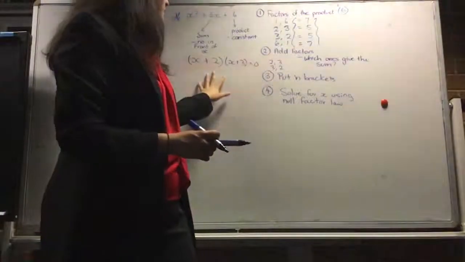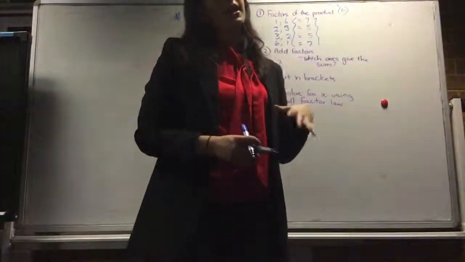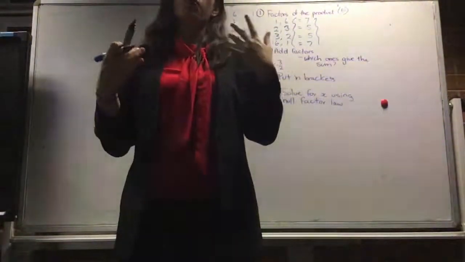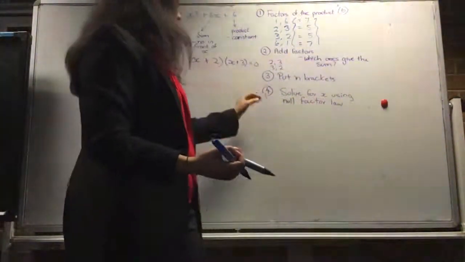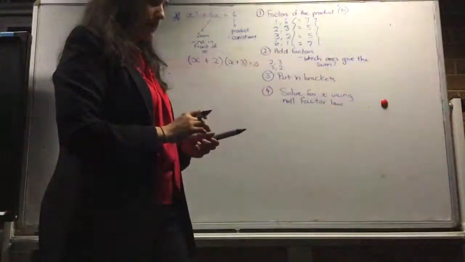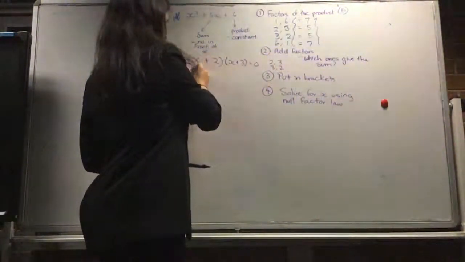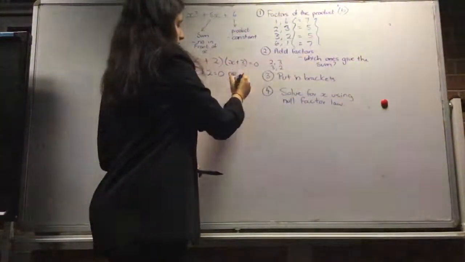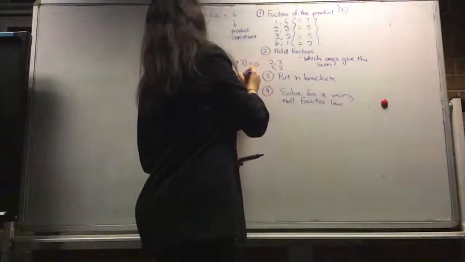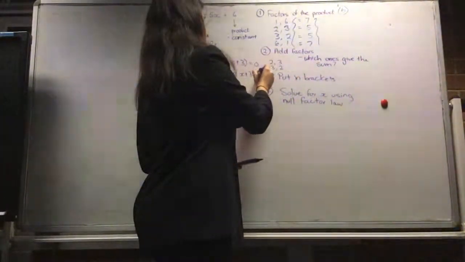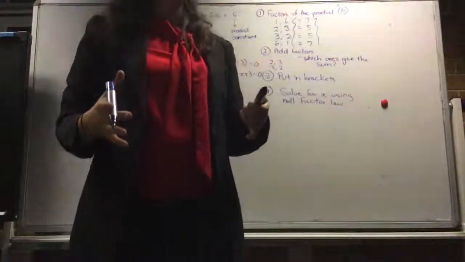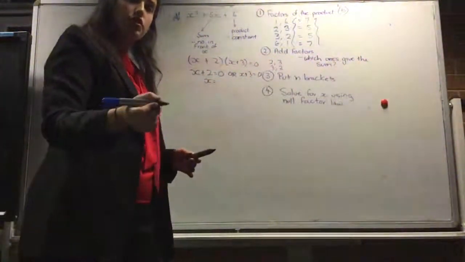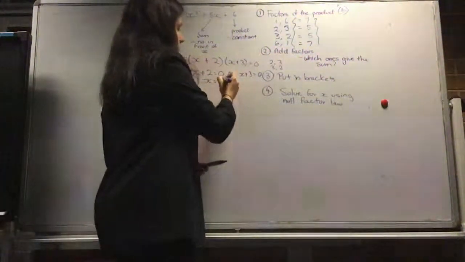So we've got x plus 2 times x plus 3 equals 0. Now you know if you've got two things which multiply together to give 0, one of them has to equal 0. And these brackets just mean multiply. So I can go, therefore, x plus 2 equals 0, or x plus 3 equals 0. Right, x plus 2 equals 0. What does x equal? Well, I'm going to get rid of the plus 2 by taking 2. So x equals negative 2.